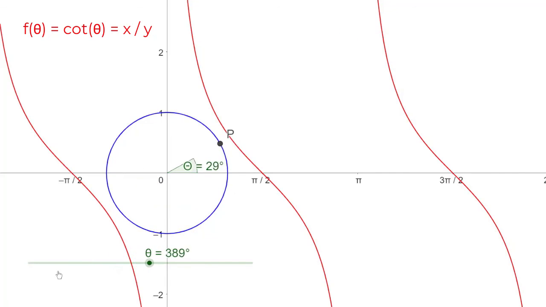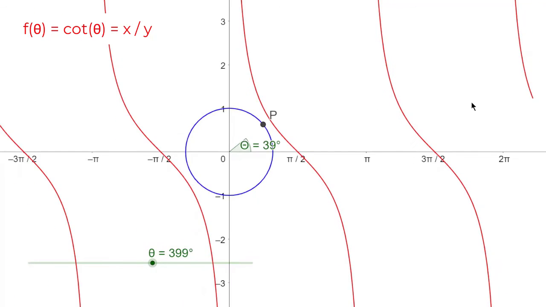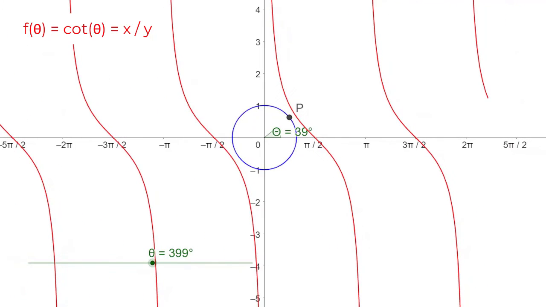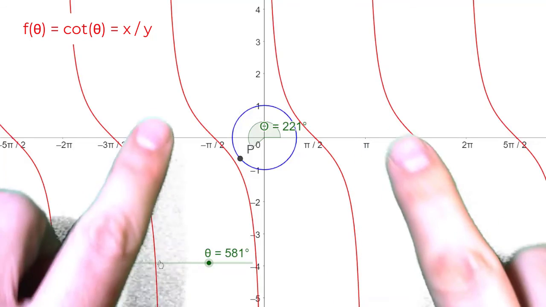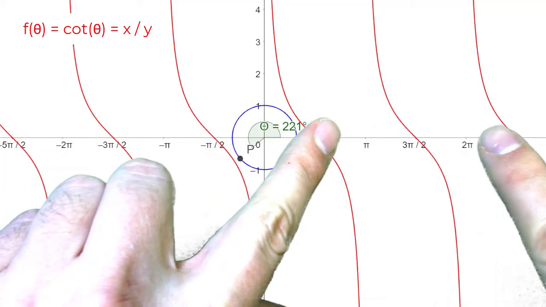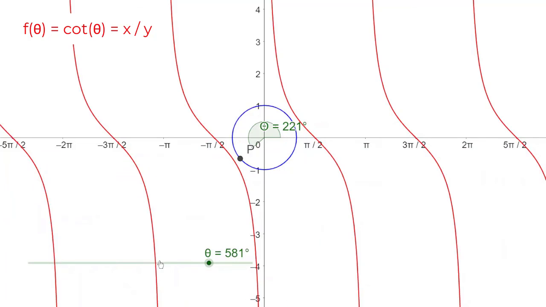And so this is a graph. We'll zoom out a little bit more. This is a graph of the cotangent function. We see the cotangent function has period pi. You only need to go pi radians before the pattern repeats itself, just like the tangent function.